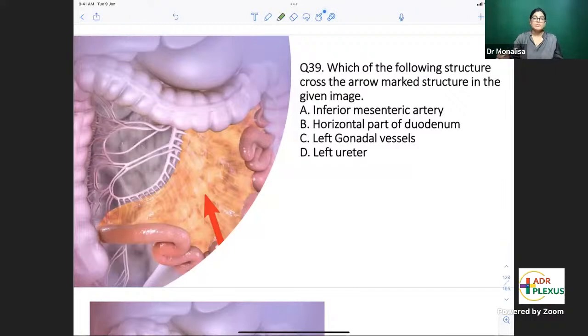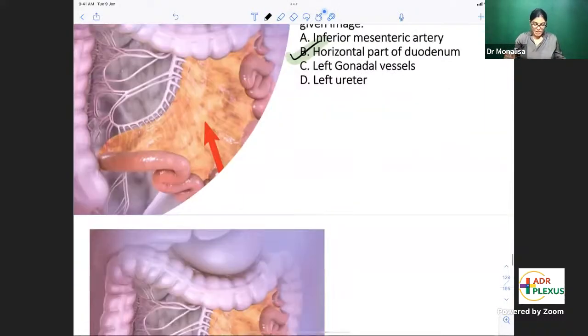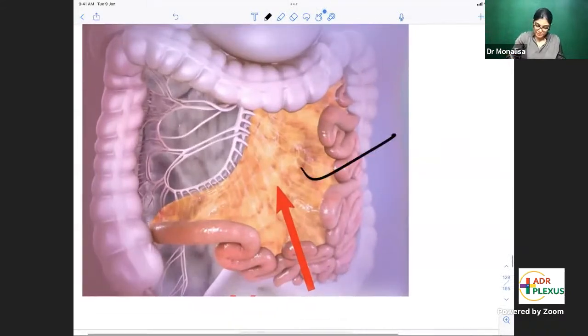Mesentery root, what does it cross? Absolutely right, the identification, yes, and B is the right answer. The horizontal part of the duodenum, absolutely correct. See here, this is the mesentery.